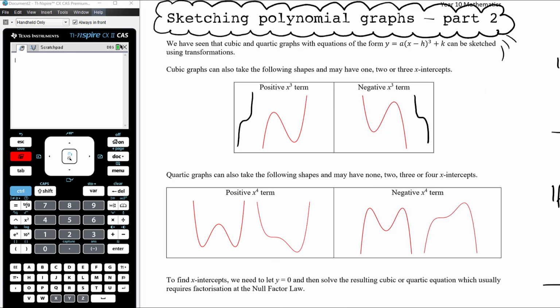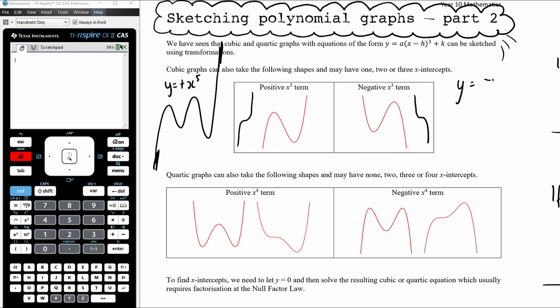A negative leading term in an odd degree polynomial will start at the top and finish down. So if it was a degree 5 polynomial, it can have at most 4 turning points, and it could do that. But if it had positive x to the power of 5, it would start at the bottom and finish at the top.